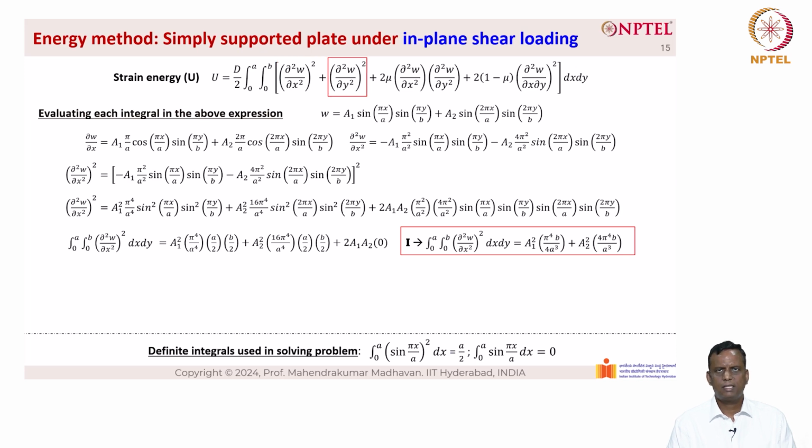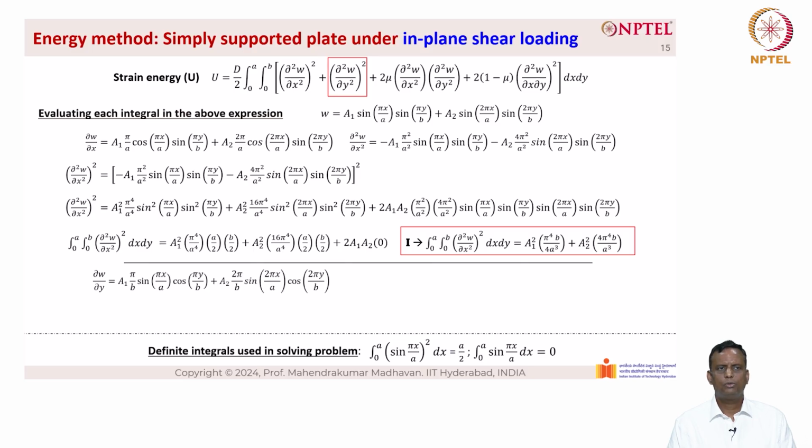Now let us look at this second integral, which is dou square w by dou y square the whole square. So when we do so, we differentiate it with respect to y the first time. We have dou w by dou y equal to a1 into pi by b into sin pi x by a into cos pi y by b plus a2 into 2 pi by b into sin 2 pi x by a into cos 2 pi y by b. So we have dou square w by dou y square equal to minus a1 into pi square by b square into sin pi x by a into sin pi y by b minus a2 into 4 pi square by b square into sin 2 pi x by a into sin 2 pi y by b.